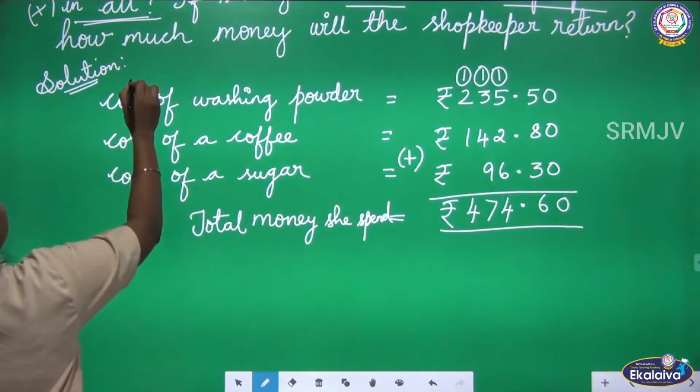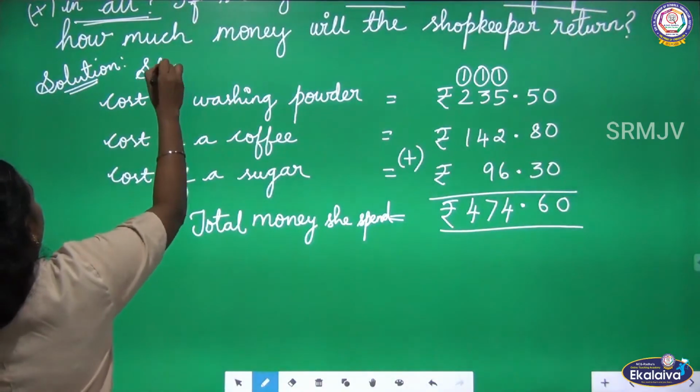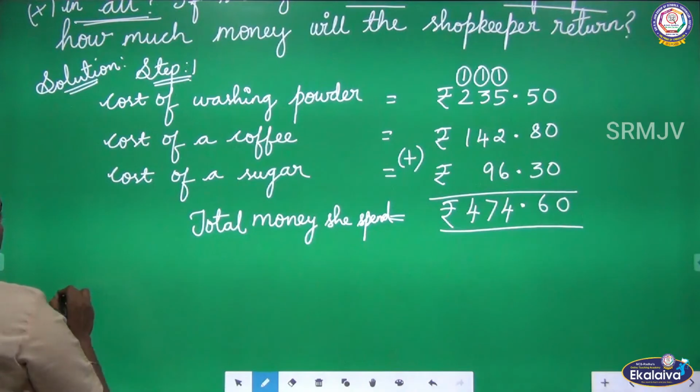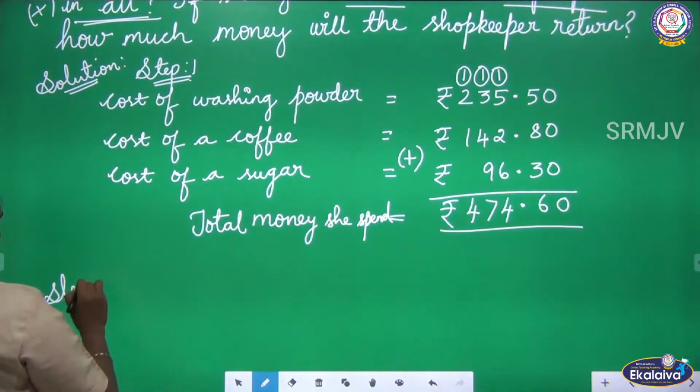So you can write this as step 1. Then step 2.